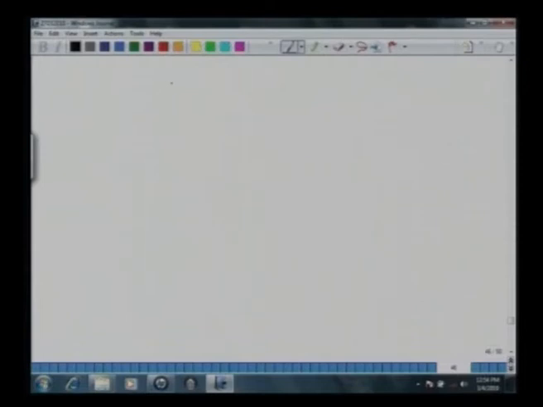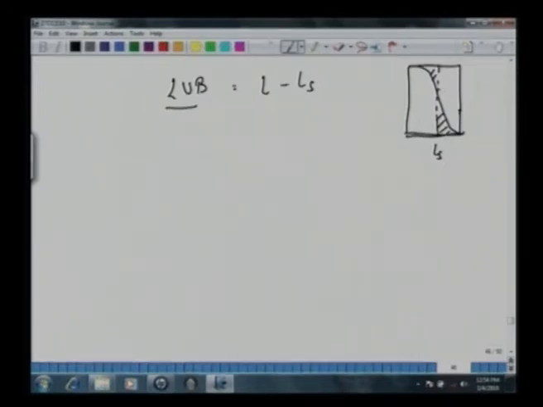What is LUB? Length of unutilized bed, which is L, the total length, minus LS. So we are talking of this length again here. So we have the wave like this, and we have drawn this LS. So this area was the same as this area, equivalent to your breakthrough profile. So this is your LUB, length minus LS. So this is LB, this is the total length. So we have L minus LS.